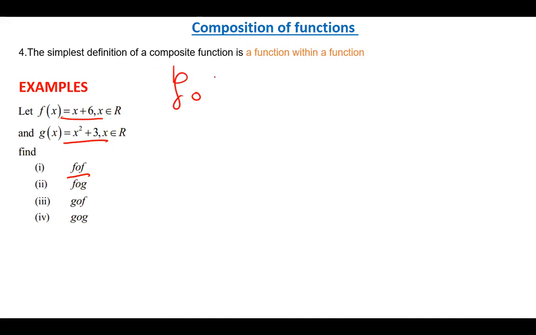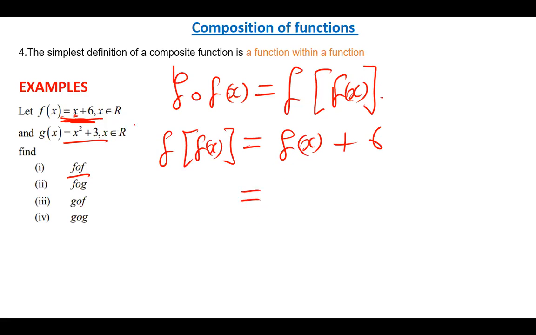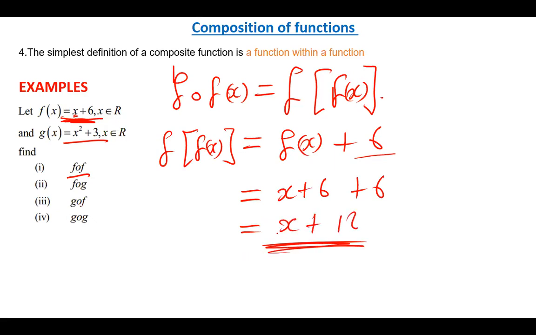If f of x is this one, they ask you to find f of f. So in f, where there's x, I'm going to put f of x. So I'm going to say f of x plus 6. Hence, what is f of x? F of x is x plus 6. So I'm going to put x plus 6 there, then I'll put plus 6 on this part. Hence, the final answer will be x plus 12. Hope this is clear.